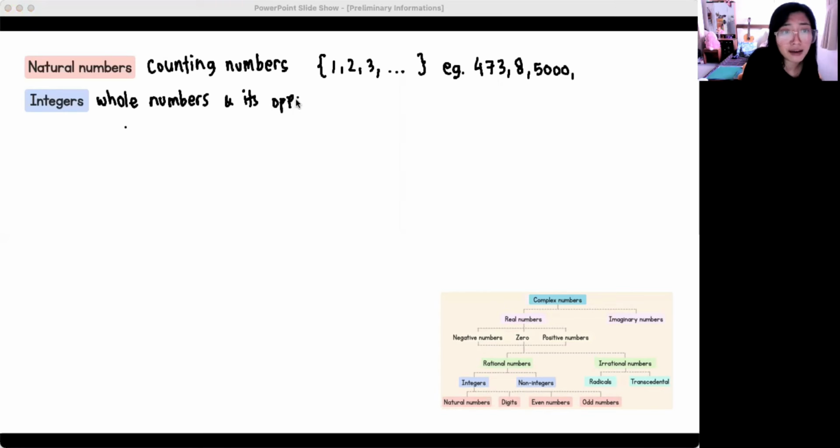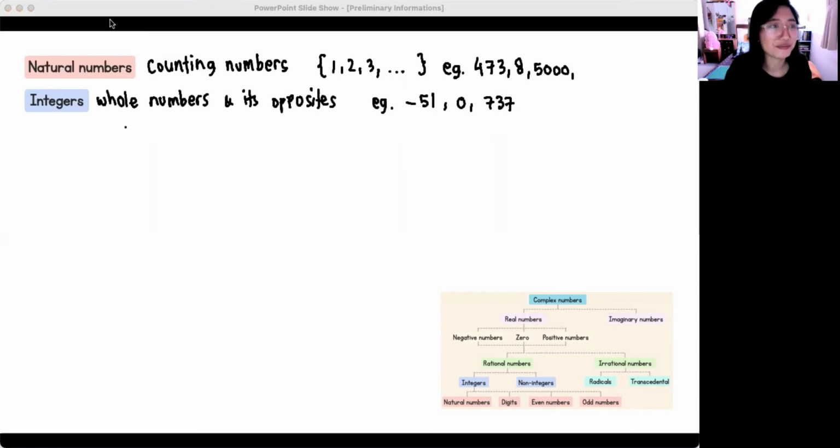Can you give me examples of integers based on the definition? Okay, here are some examples. Negative 51, 0, 737, and so on. Okay.